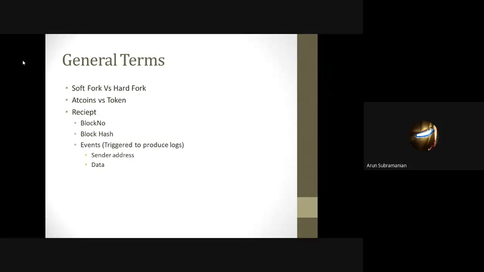A soft fork is nothing but, at a particular period of time, two different nodes having their own blockchains. So that is a soft fork. A hard fork is a kind of intentional push. It divides the blockchain into multiple separate chains, and sometimes both chains can be used.